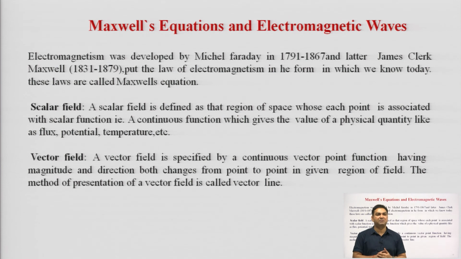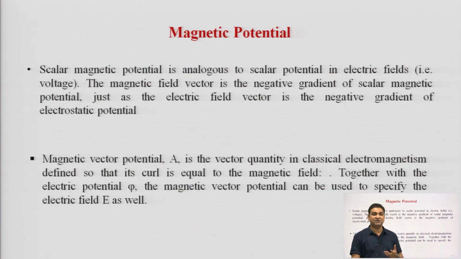in terms of Maxwell's equations, and Maxwell's equations in the form of electromagnetic waves and their propagation. This is the theory which is the resultant of the whole study of magnetic field and electric field. Generally, the two kinds of fields, scalar field and vector fields, are considered for the study of electrostatic field and magnetic field. Now, we will consider the magnetic potential in the form of scalar and vector.